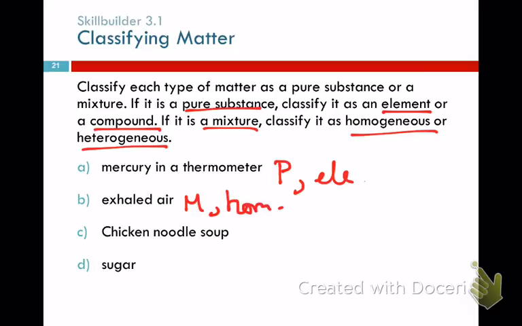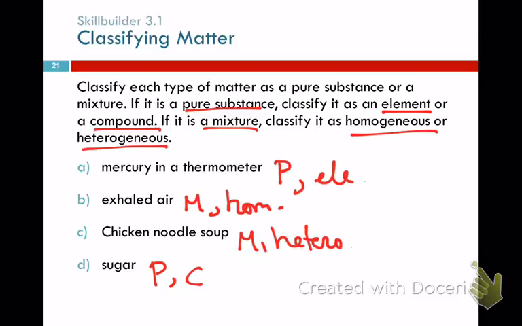Chicken noodle soup? Heterogeneous mixture, right? And what about sugar? It's a compound. So that's a pure substance, and it's a compound. You want a lot of these on the test, right? They're not hard to do. I'll try to stay away from the weird ones.